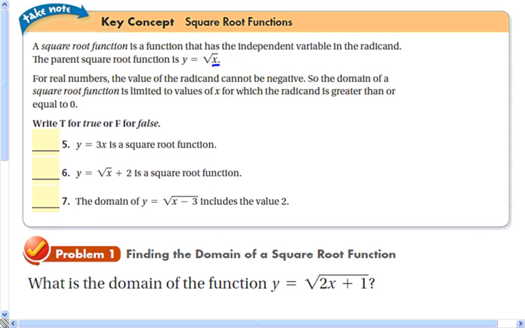The first question would be false. We need a square root in there. The second one is true. The domain of y equals the square root of x minus 3 includes the value 2. No, it doesn't. If we put in 2 for x, we get a negative, and we can't take the square root of a negative. That's actually equal to i.